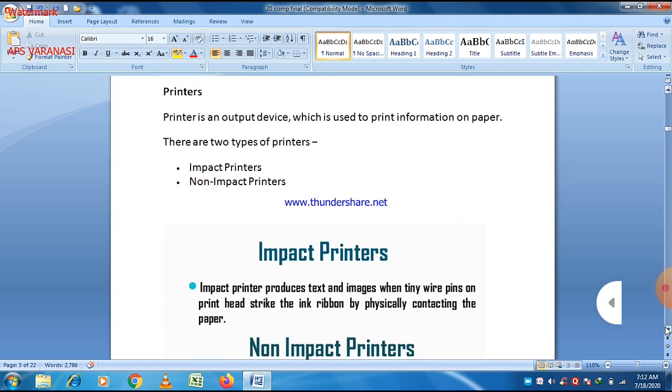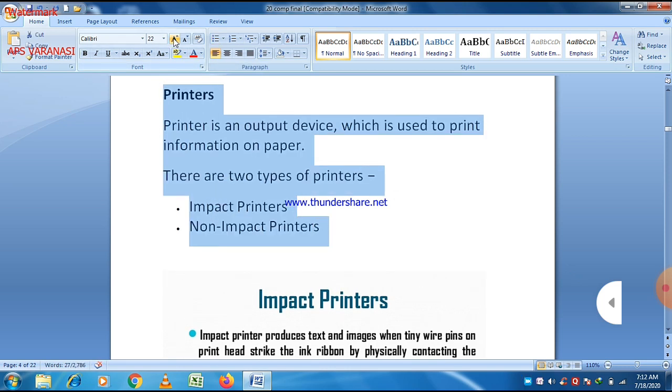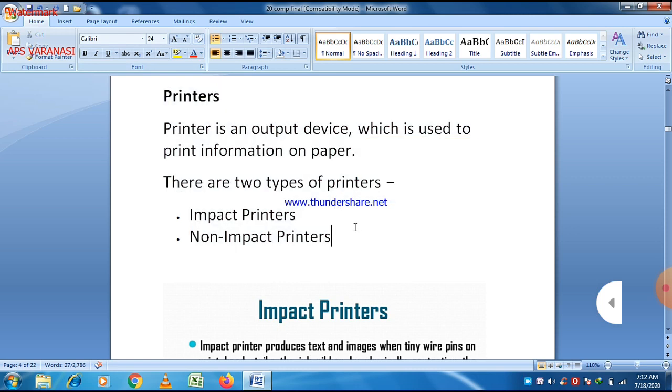Now our second output device is the printer, and this is also very common. We can get a hard copy or hard output from a printer. So a printer is an output device which is used to print information on paper. And there are two types of printers, basically impact printer and non-impact printer. This may be asked in examination also, that which output devices give you a hard copy of output. So printer is one of them, plotter is another.